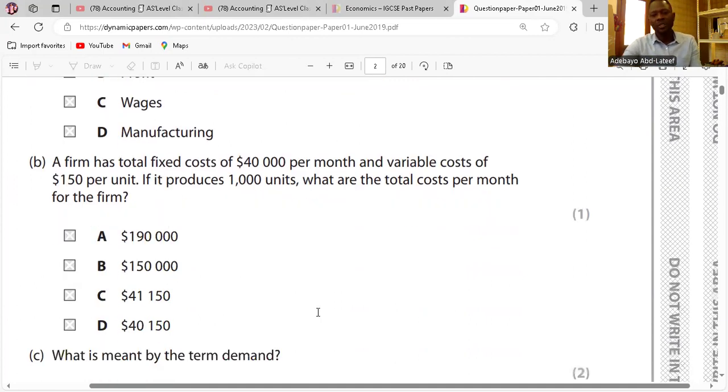A firm has a total fixed cost of 40,000 per month and variable cost of 150 per unit. If it produces 1,000 units, what are the total costs per month for the firm? Total cost is fixed cost plus variable cost. Fixed costs are costs that do not change as the level of output changes, while variable costs are costs that change as the level of output changes.